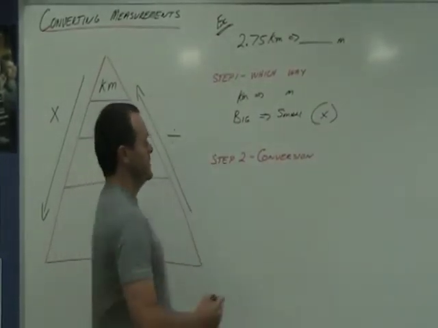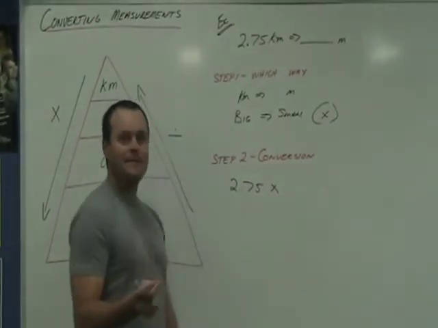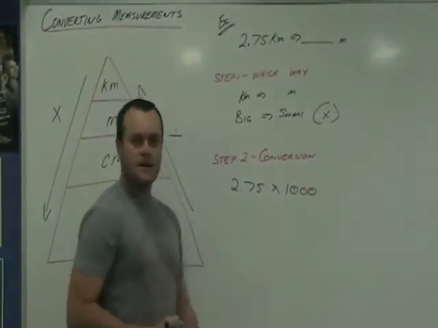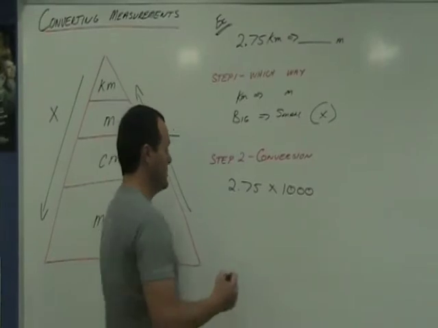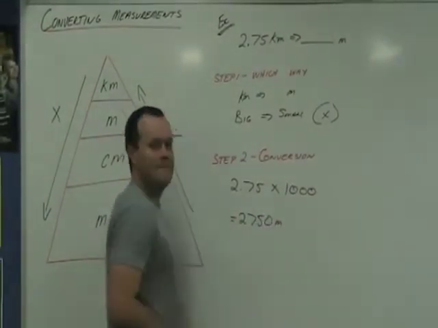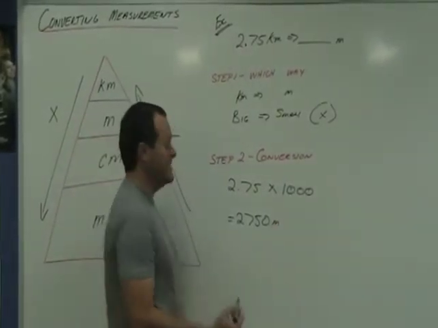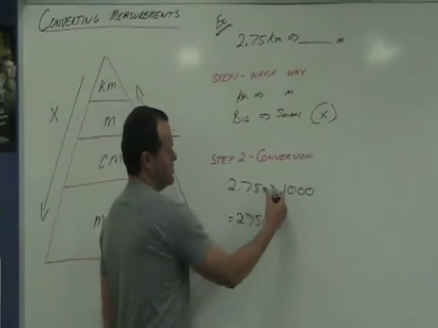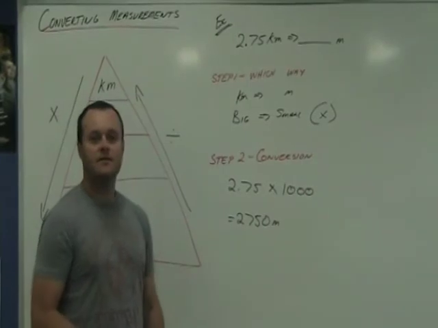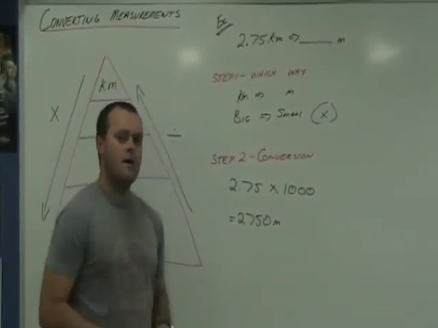Then we go and do the conversion. 2.75 multiplied by how many metres are in a kilometre? There are 1,000 of them. So 2.75 multiplied by 1,000 is equal to 2,750 metres. How can I do that in my head? Three zeros, making the number bigger: 1, 2, 3. Put a zero in where that is. 2,750 metres.